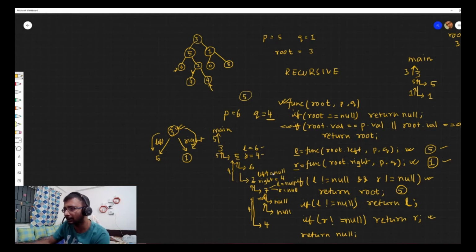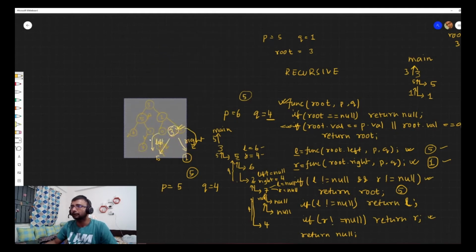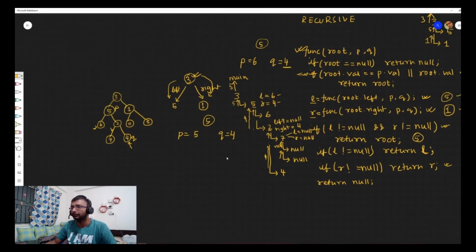So let's take an example now when p equals 5 and q equals 4. So in this case, this is p, and this is q. And the answer to this is 5. And we will see how this algorithm fits this problem. So what I'll do quickly for you is get this tree down so that we can refer to it and have some space for us.